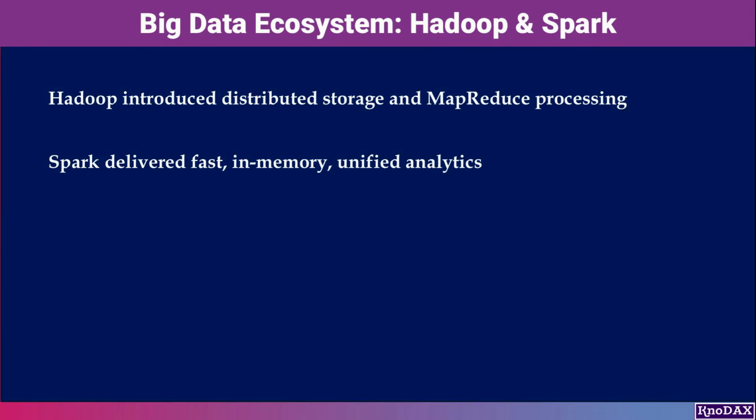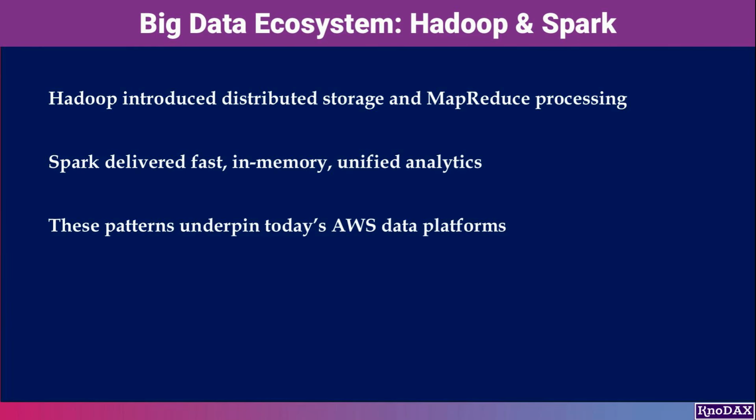As workloads grew more complex, Spark emerged as a faster and more flexible alternative. It delivered in-memory processing, support for SQL, streaming, and machine learning, and a unified programming model that significantly improved performance over MapReduce. Together, Hadoop and Spark established the core patterns that underpin most of today's cloud data platforms, including AWS services that build on these same distributed and scalable principles. With this ecosystem in mind, we can now take a closer look at Hadoop itself and how its architecture shaped big data engineering.